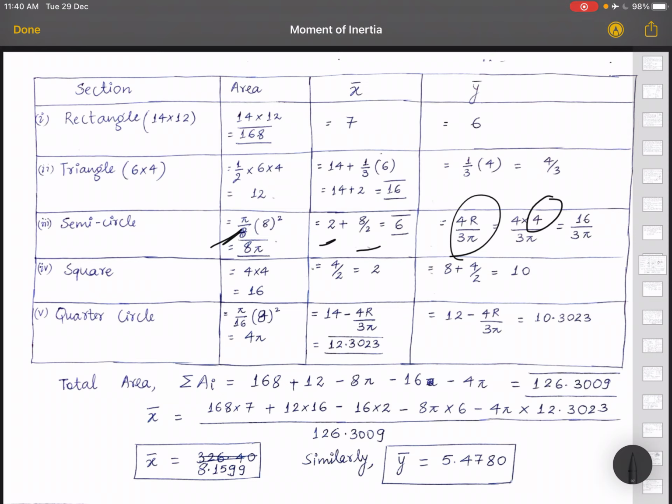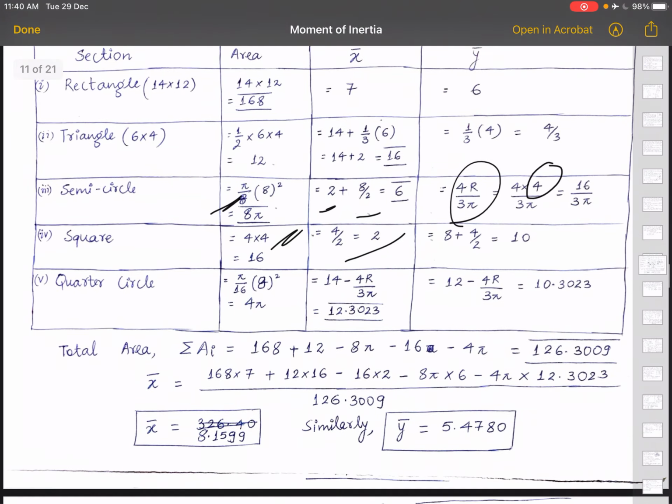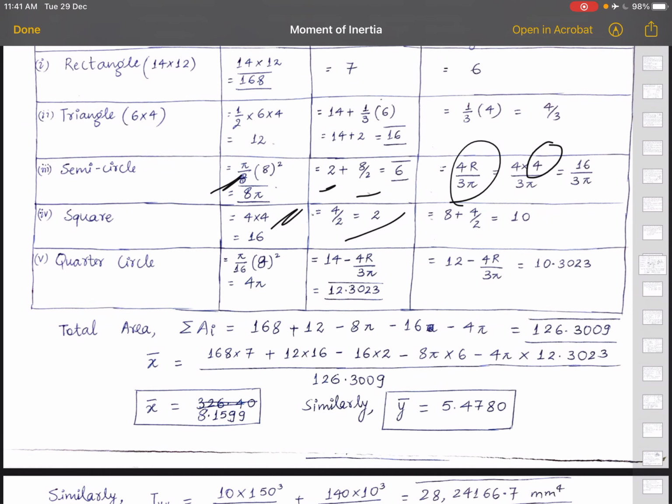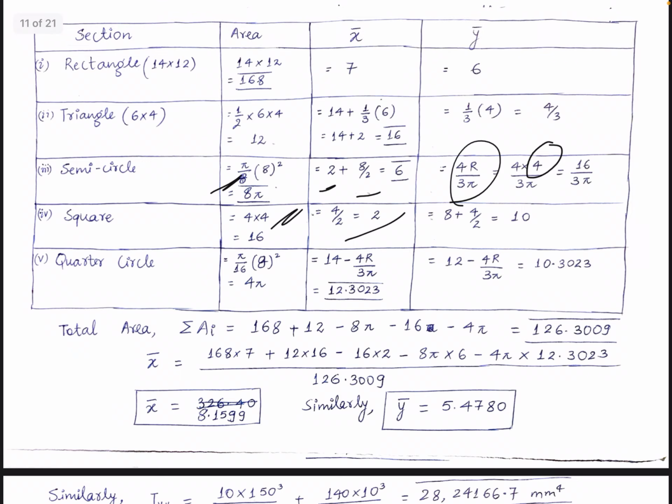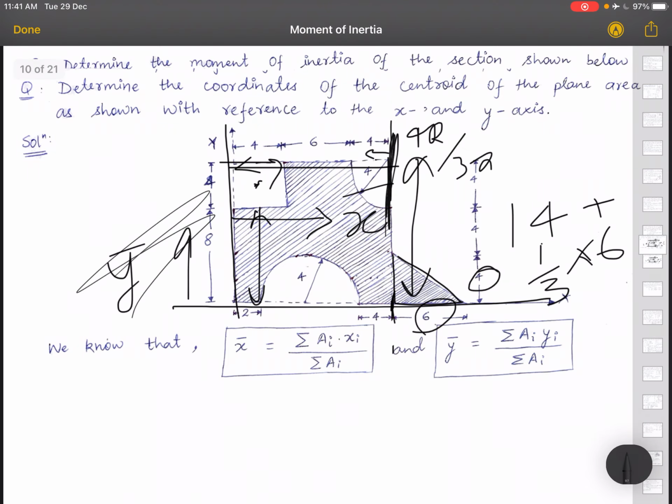Okay. Now the square is 4 by 4, and its x bar will be 4 by 2, y bar will be 8 plus 4 by 2. Why? Because it is situated here. So it will be something here. So this is 8 plus 4 by 2, so 10. Now the quarter circle, its area will be half of the semicircle, so pi by 16, 8 square, that will be 4 pi, and here you can see the centroid will be 4r upon 3 pi from this line, but we are calculating from here, so we will take 14 minus 4r upon 3 pi.